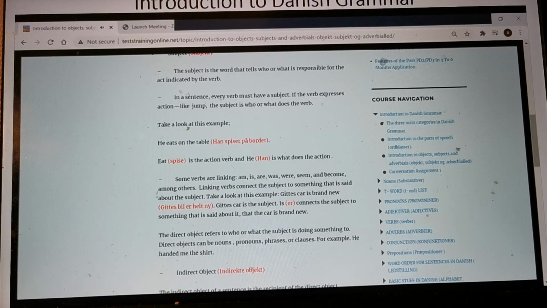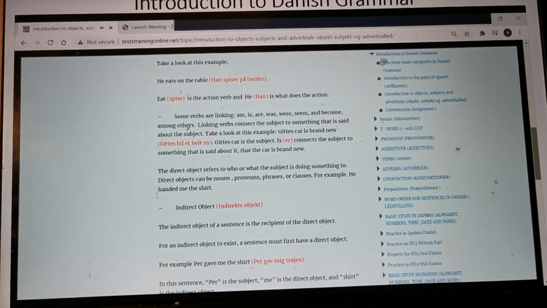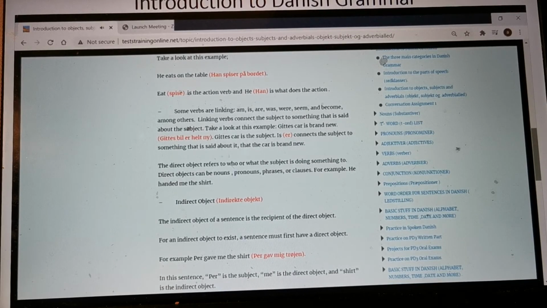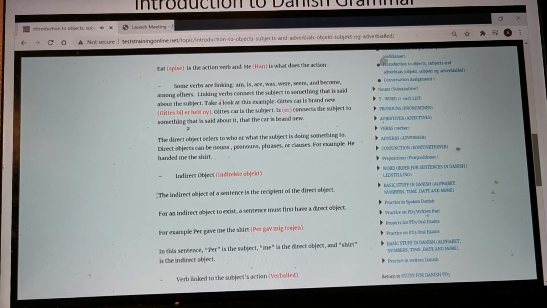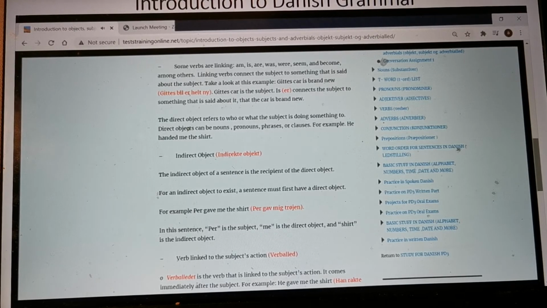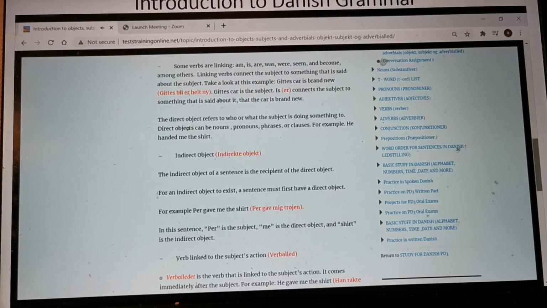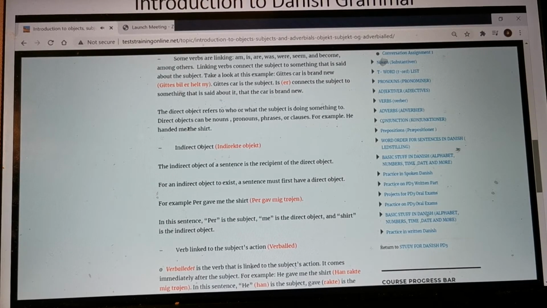Han spiser på bordet. Eat, spise, is the action verb and he, han, is what does the action. Some verbs are linking. For example, am, is, are, was, were, seem, and become, among others. Linking verbs connect the subject to something that is said about the subject. Take a look at this example. Gitte's car is brand new. Gittes bil er helt ny. Gitte's car is the subject. Is, er, connects the subject to something that is said about it, that the car is brand new.